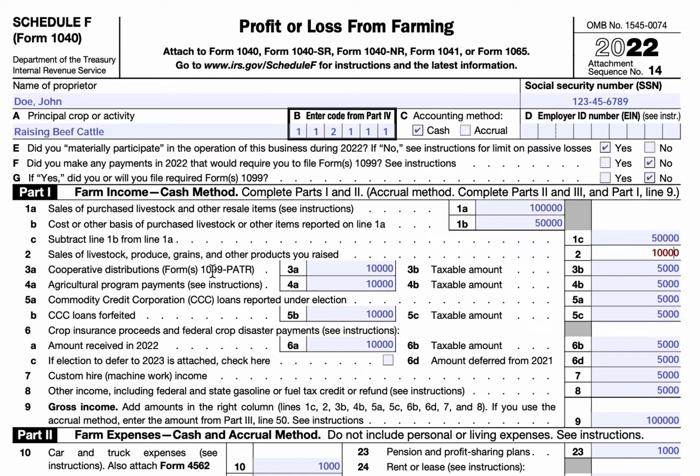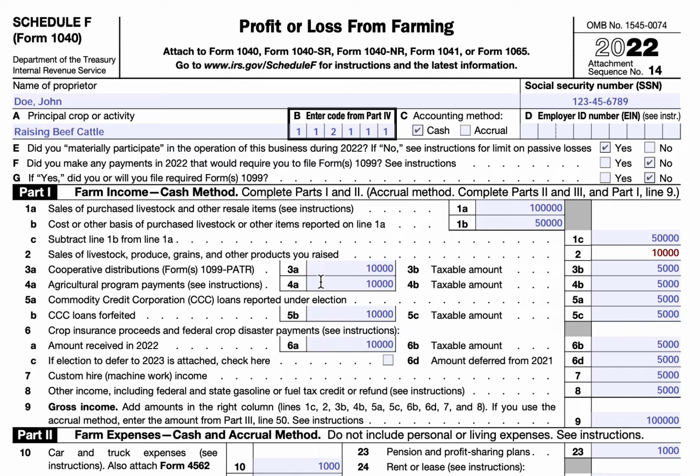In lines 3A and 3B, and pretty much down through the end of line 6, you're going to see a column for A and a column for B. Generally, when you see left and right columns like this, there's an amount that you might see on an informational return. For example, on line 3A, you would receive a Form 1099-PATR. So that amount would be the total amount that you received, and then line 3B represents the taxable amount.